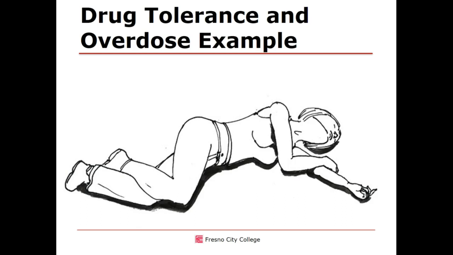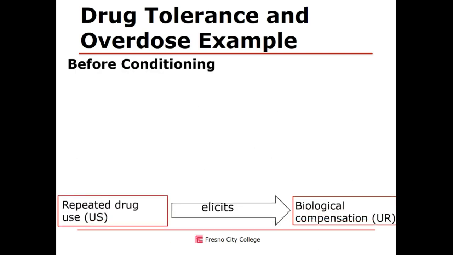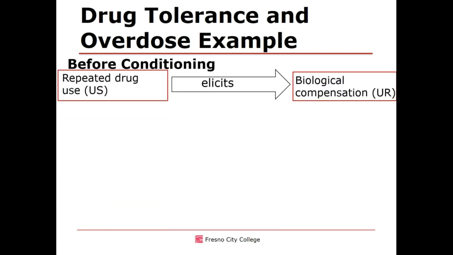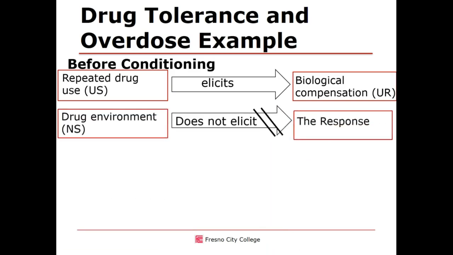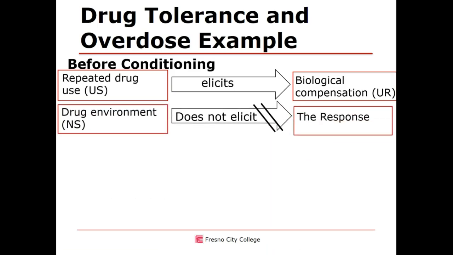It goes something like this. Before conditioning, repeated drug use causes the body to make some biological changes to compensate for the presence of the drug. Also, before conditioning, the body would not make any biological changes to compensate for the drug environment itself. What I mean by the drug environment is simply the place where the person is using the drug. For example, in their friend's apartment bedroom. If the person typically and regularly uses the drug in their friend's apartment bedroom, then conditioning may occur.